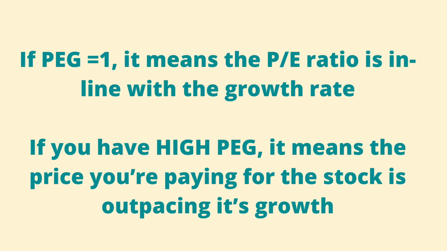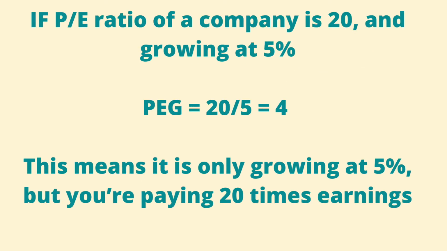If you have a higher number, it means the price you're paying is outpacing its growth. Let's say the PE ratio of a company is 20 and it is growing at 5%. When you do 20 divided by 5, you get a PEG ratio of 4. So this means that it's only growing at 5%, but you're paying 20 times earnings. It is also good to compare this number with similar companies in the industry.